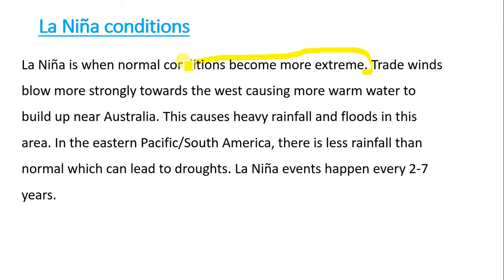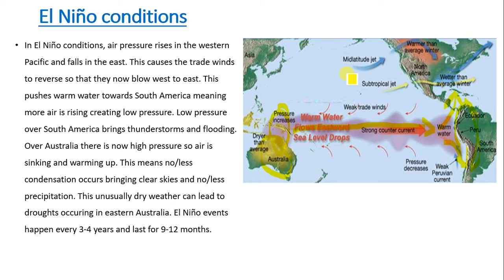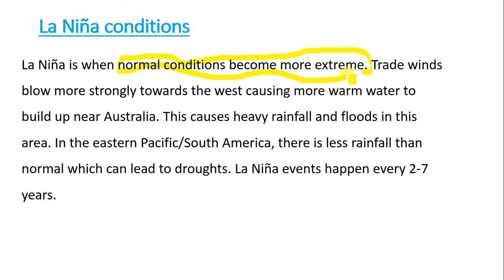When you have an extreme normal condition, what you now have is known as what? A La Nina. But El Nino is when the opposite of the normal condition happens. La Nina is when you have an extreme case of the normal condition, where trade winds blow more strongly towards the west, causing more warm water to build up near Australia. Now, this causes heavy rainfall and eventual flood during La Nina.